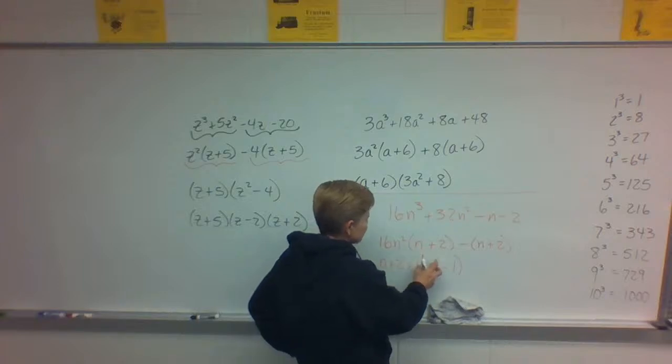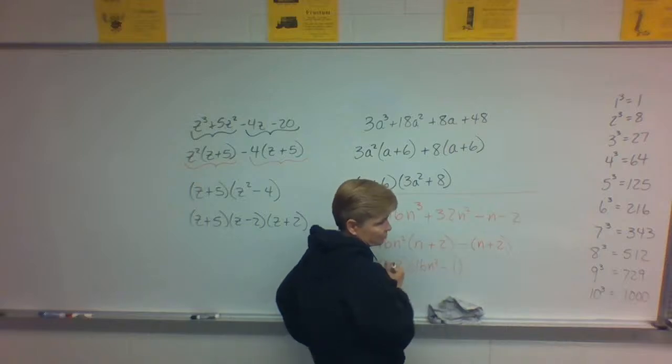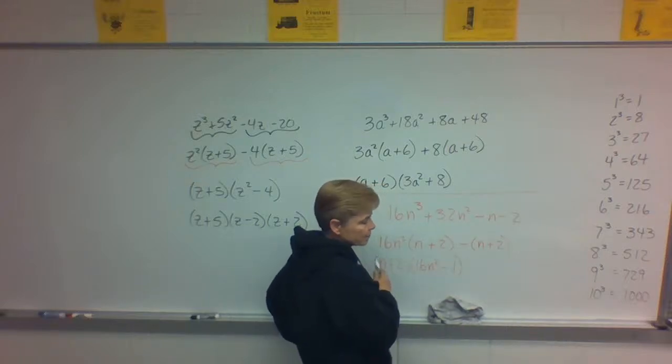I'm going to take this times 16n squared, so I get this back. But you've got to have a 1 there so that when you take this times this, you can get this back. You see, it doesn't just disappear.